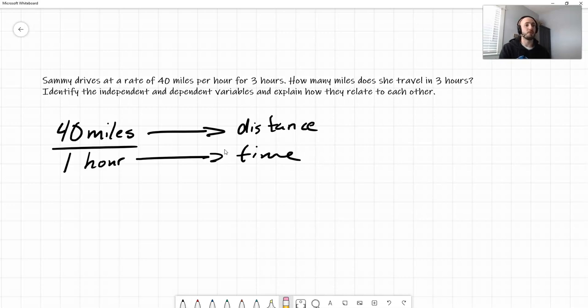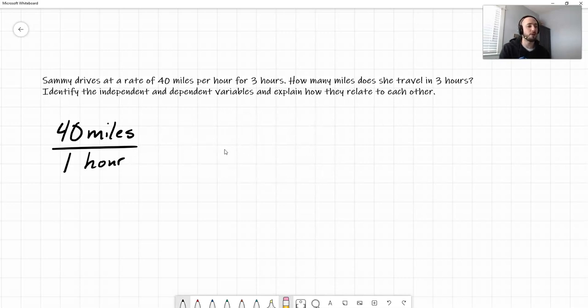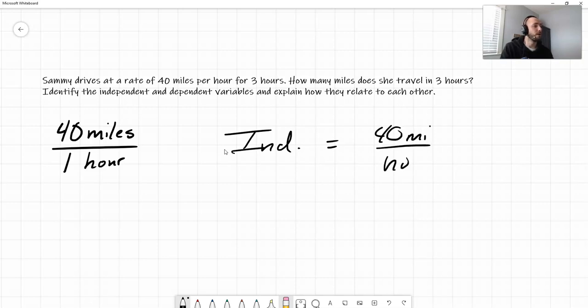A lot of you in your homework, when asked about the independent variable, you said that the independent variable is 40 miles per hour. And typically, when we're given a rate, that's not a variable. A rate is typically not a variable. It can be in very specific circumstances, but for our sake, we're just going to say it's not a variable.